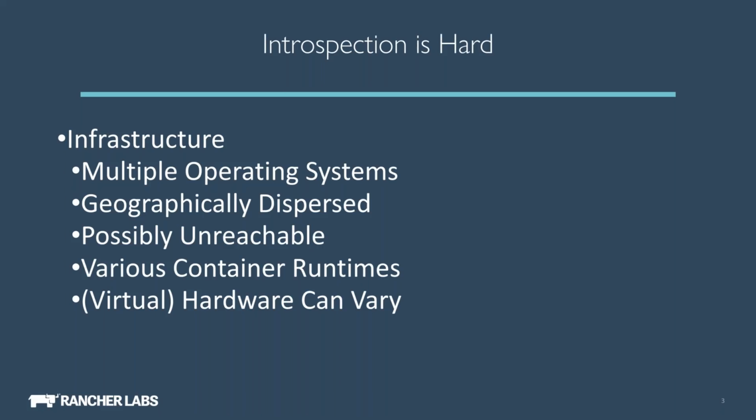And then our hardware can vary, or our virtual hardware can vary. We may have GPUs, we may not have GPUs, we may have different versions of our operating systems. We might have Arch Linux versus Ubuntu Linux. We may have Rancher OS running in the picture as well. And like I said earlier, we're going to start seeing ARM devices and Edge IoT and all these things. And it makes introspection hard at an infrastructure level.